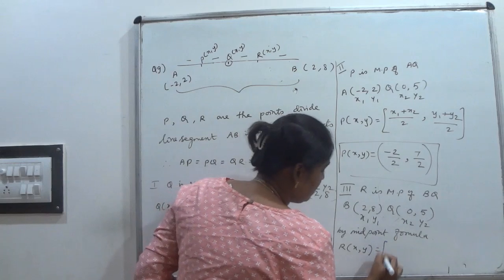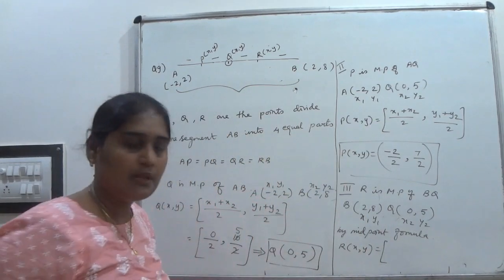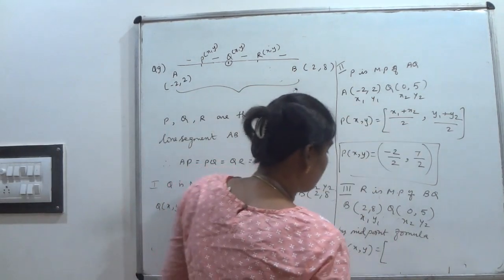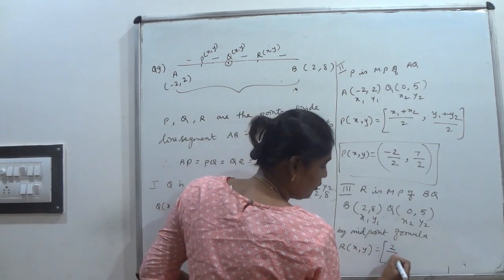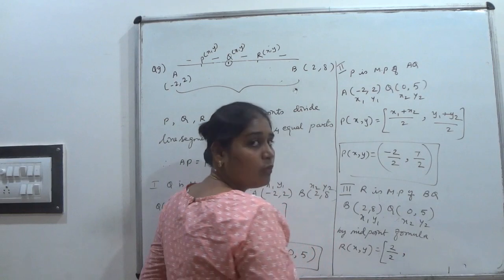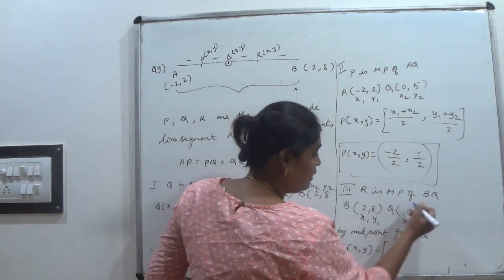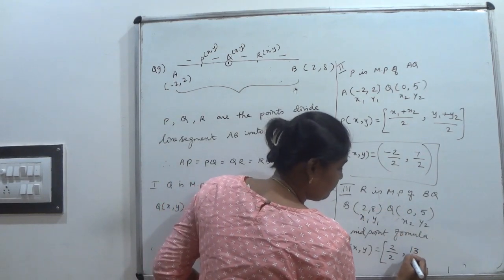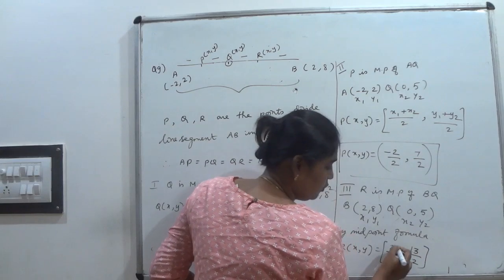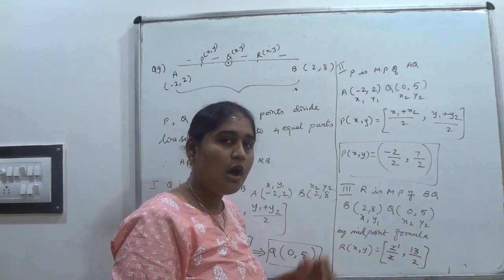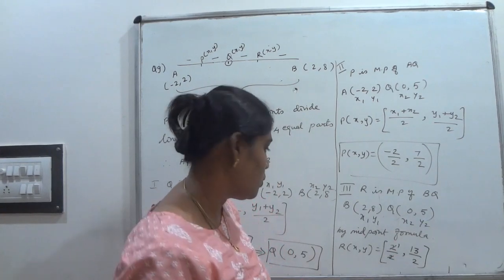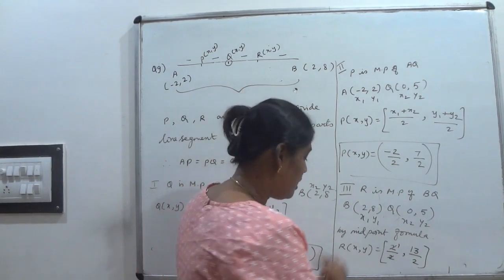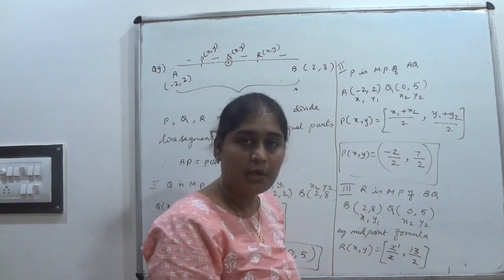You know the formula already, just now we have written, we just apply the values. x1 plus x2 upon 2, 2 plus 0, that is 2 upon 2, comma, y1 plus y2 upon 2, 8 plus 5, that is 13 upon 2. 2 by 2 is 1. So our coordinates are 1 comma 13 upon 2.